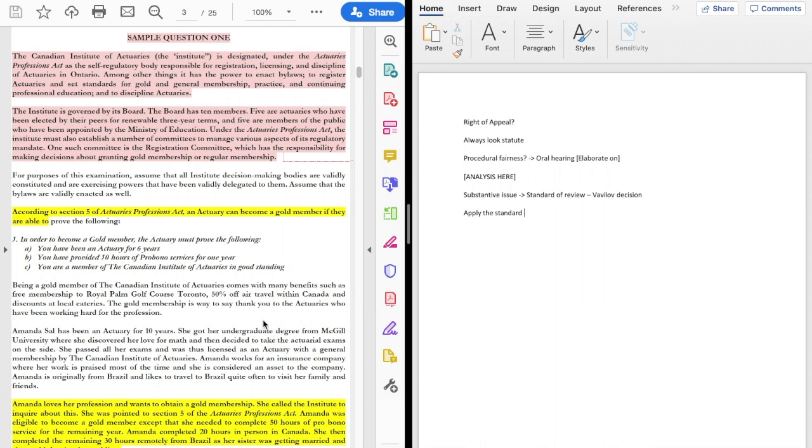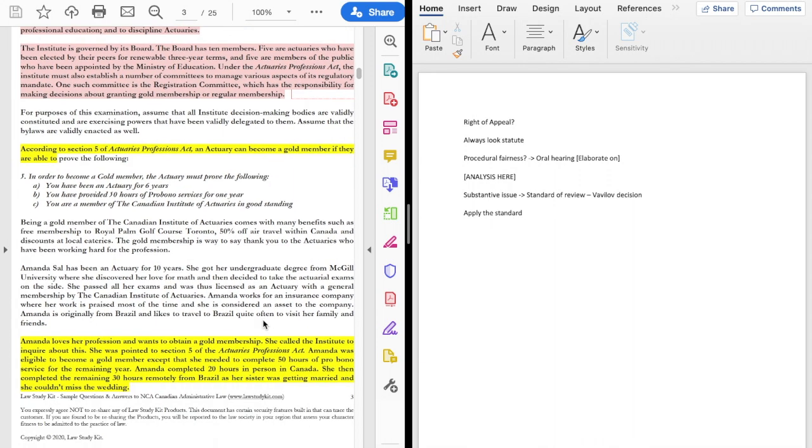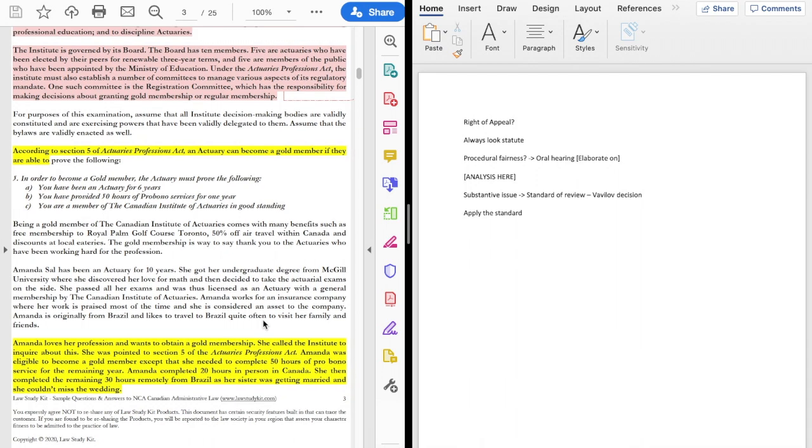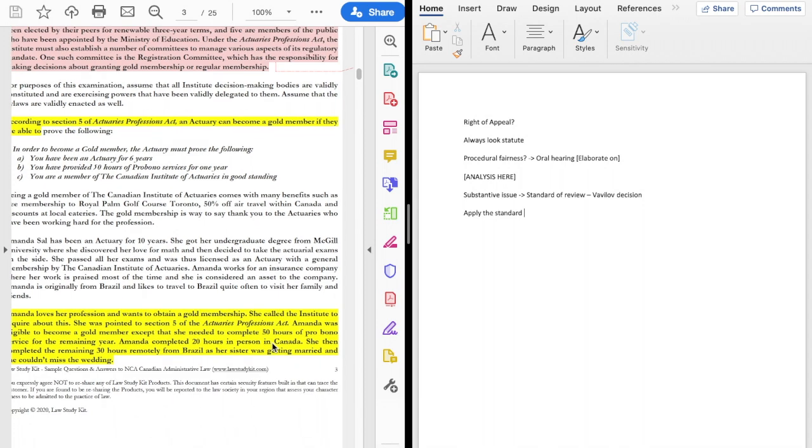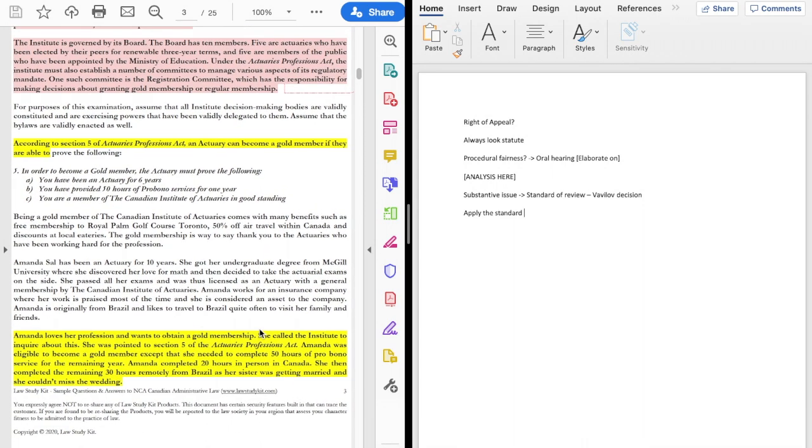You're more than welcome to do your own analysis. If I were to do the analysis, I would talk about some of the things that Amanda was entitled to. Again, just throwing it out there, maybe she could have received some reasons as to why she didn't get an oral hearing. So that is something that you could also talk about in applying the reasonable standards. As we know from the Vavilov decision, this is something that now we should consider.